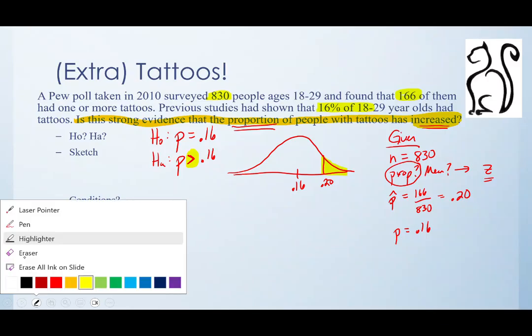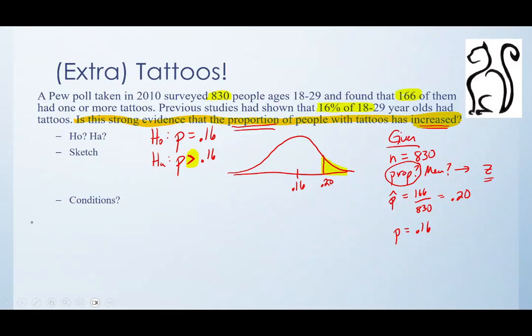Okay. We do want to make a habit of checking our conditions, right? So is our sample random? Well, it's a professional research organization. You better believe they're taking a random representative poll. So that is very safe to assume here. Even though it doesn't say random, it's a very safe assumption because Pew Research is a professional polling organization. They know what they're doing.